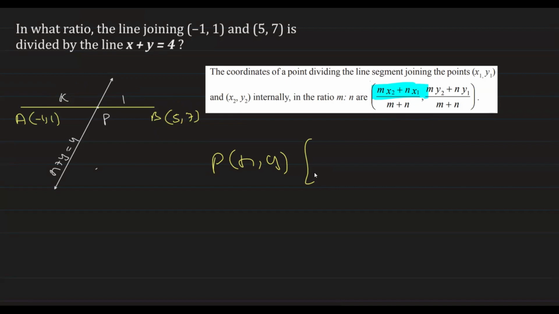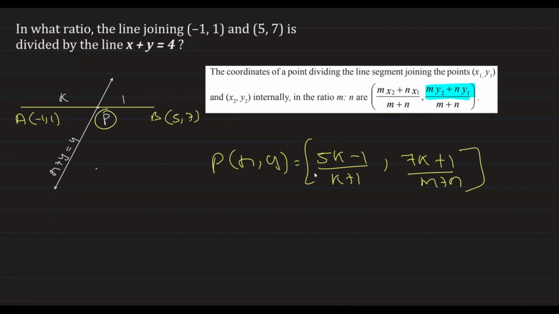So it's going to be 5k plus n into x1, that is minus 1. So plus minus is minus. That divided by m plus n, that is k plus 1. And its y coordinate will be what? M into y2. Now check here. M into y2 comes out to be 7k plus n into y1. So y1 is 1 into 1 is 1, over m plus n.